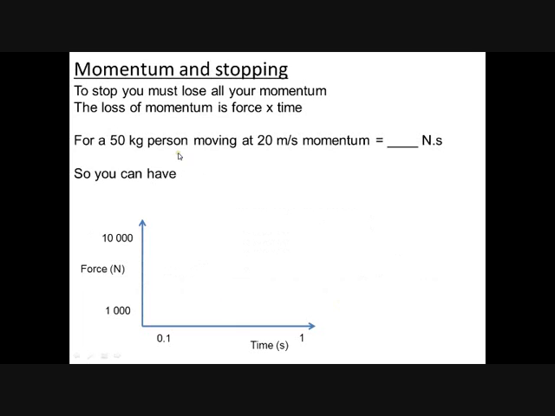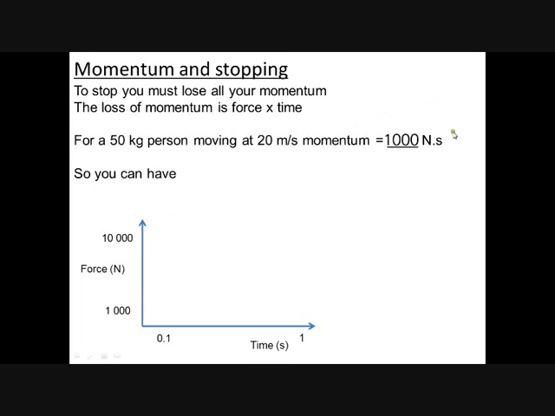We can apply some actual mathematics to this. So if you're going to lose your momentum, think about the momentum of a 50 kilogram person travelling at 20 meters per second. Momentum is the mass times the velocity, so we're doing 50 times 20 is 1,000 Newton seconds. You've got to lose this, and the way you lose momentum is the force times the time.